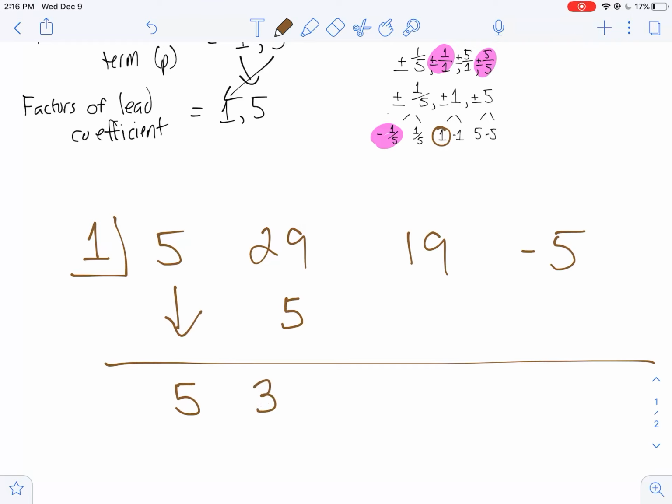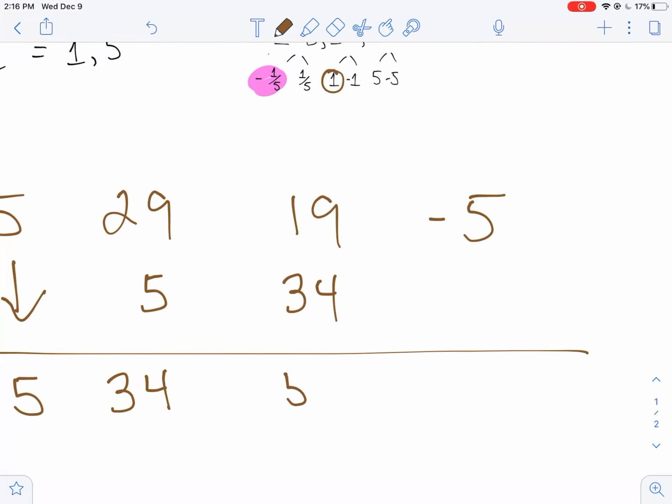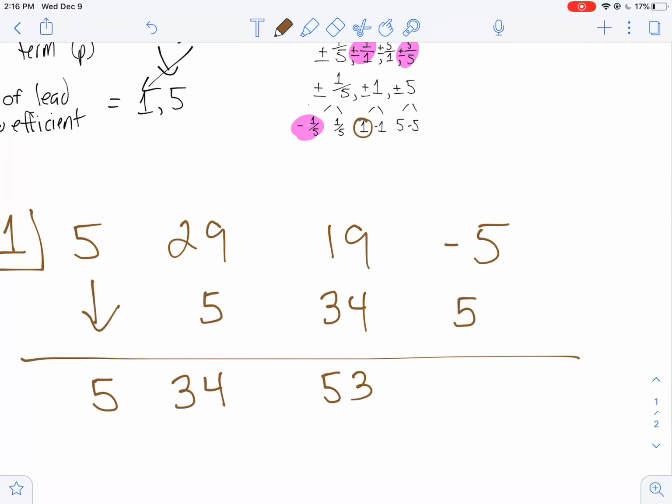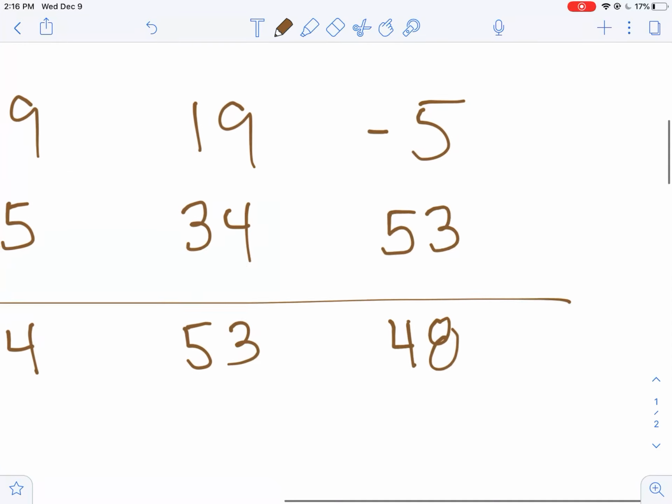29 plus 5 gives me 34. See, 34 times 1 gives me 34. 19 plus 34 gives me 53. 53 times 1 gives me 53. And then I would do negative 5 plus 53, which gives me an answer of positive 48.